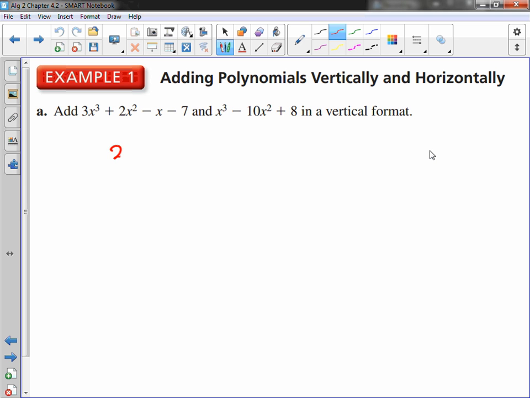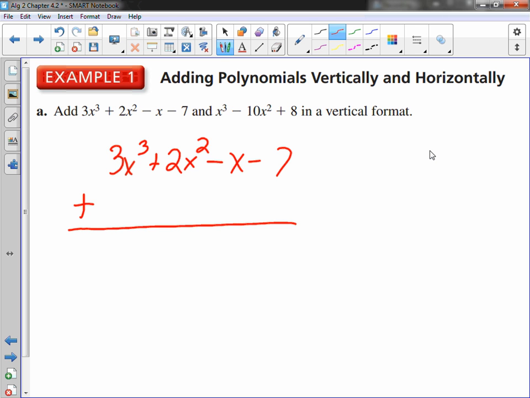So the first equation we have is 3x cubed plus 2x squared minus x minus 7. When we add or subtract vertically, we want these equations in standard form. And here we're adding. Now the other equation is x cubed minus 10x squared plus 8. So I'm going to line them up. We have 1x cubed, then negative 10x squared, so it's going to go under the x squared. Do I have a term that's just x for the second one? No. So I'm not going to write anything under this negative x. And then we have plus 8.